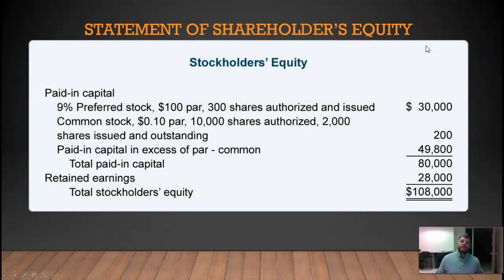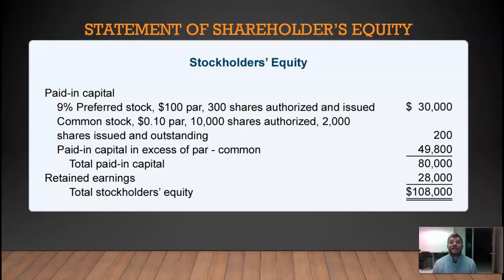So this is the statement of shareholders' equity. They're talking about their paid-in capital, so how much money was invested. So this is a 9% preferred stock, $100 par. What that means is each share is worth $100. There's 300 shares authorized and issued.